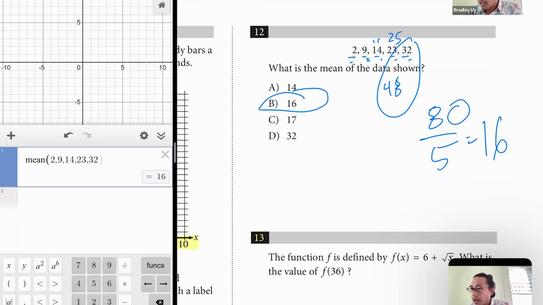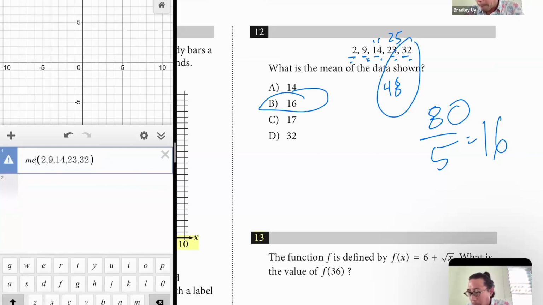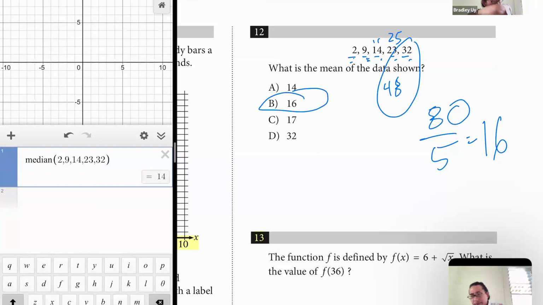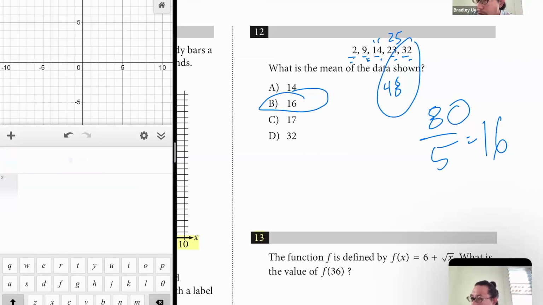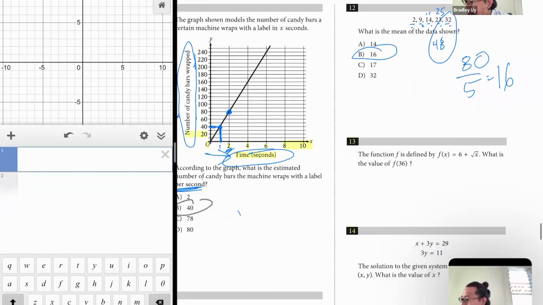Another thing to keep in mind is that Desmos can also find you the median. It need not be in the right order, but median is if you arrange the numbers from least to greatest, it is the number in the middle, or if there's two numbers in the middle, you would find the average of those two. In this case, it's 14. So please note, it will find you the median as well in case you happen to forget what mean and median are on the test.